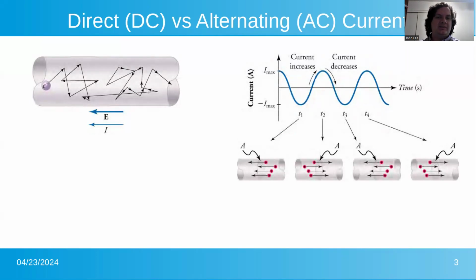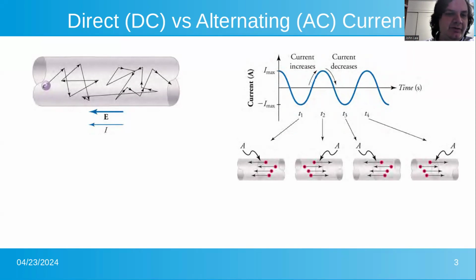A big proponent of direct current was Thomas Edison, and the big proponent of alternating current was Nikola Tesla in the early 20th century. So direct current is pretty simple.